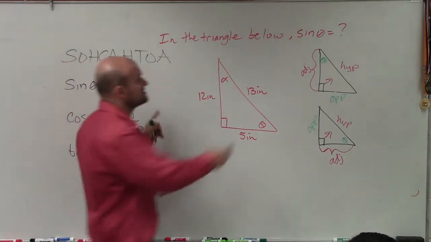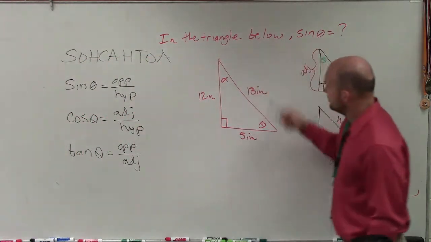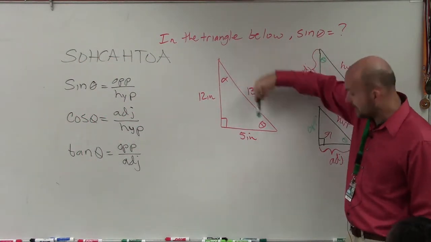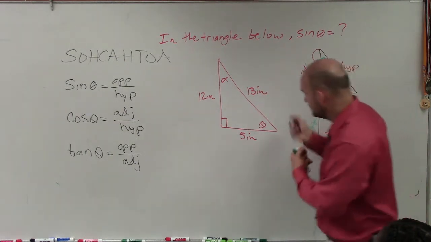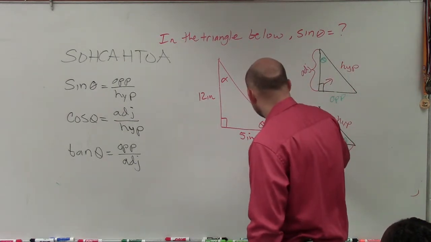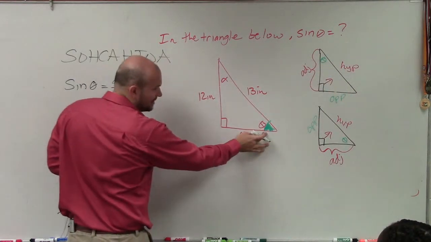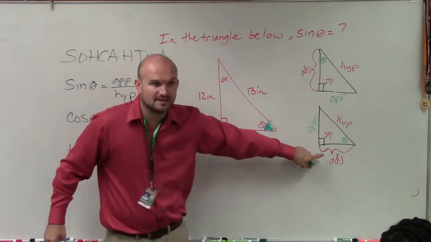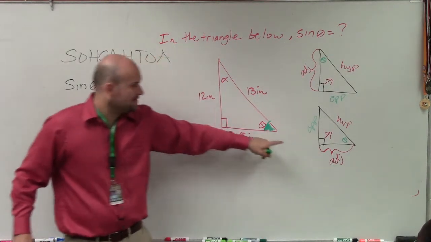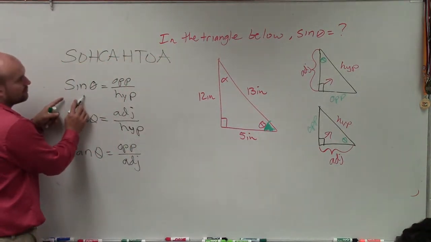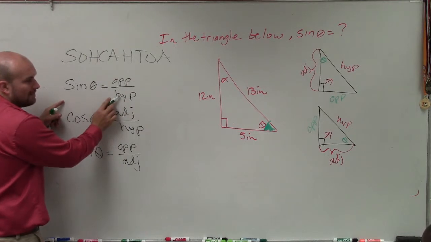So we're trying to find the sine of an angle, right? So we have theta or alpha. We're obviously going to be using this angle, so here is the angle we're referring to. When we're referring to this angle, it's going to look something like this. So for sine, we want to find the ratio of the opposite side over the hypotenuse.